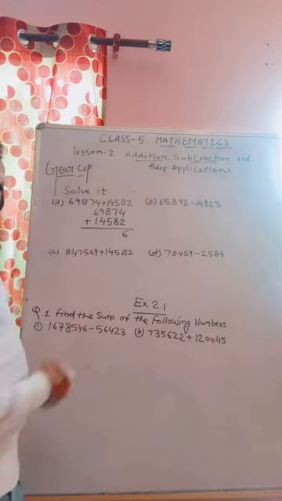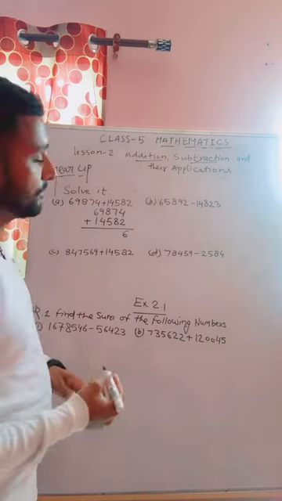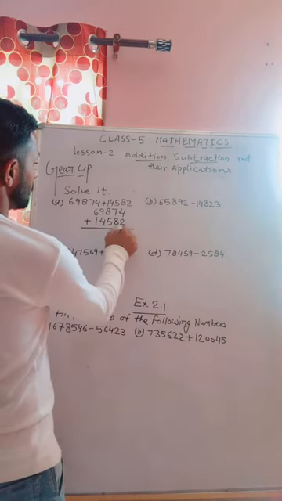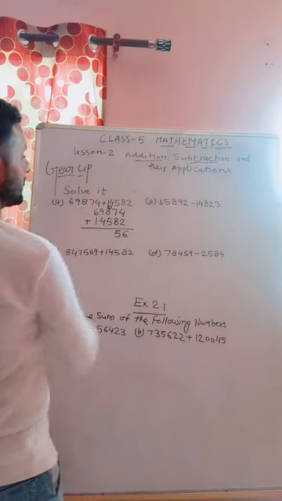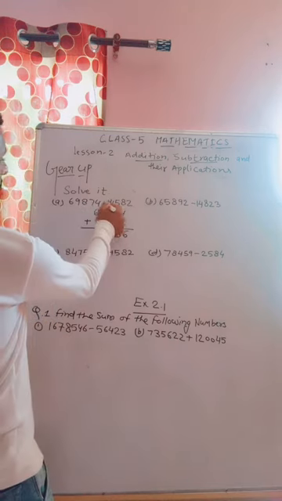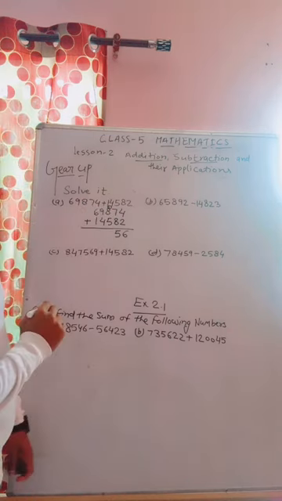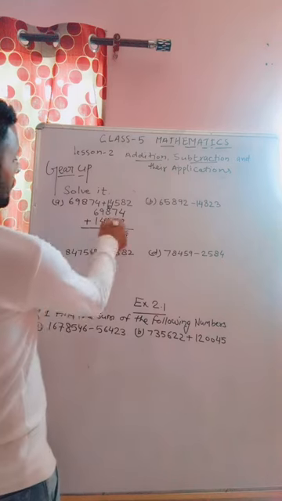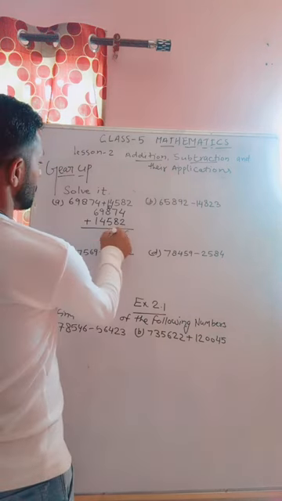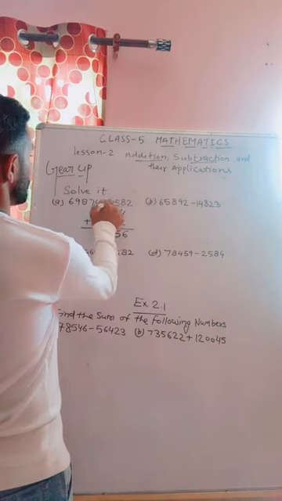7 and 8 is 15. You write here 5. 1 is carry, you write on the upper side. 1 carry and 8 is 9. And 9 and 5, 14. Write 4 here, 1 carry.